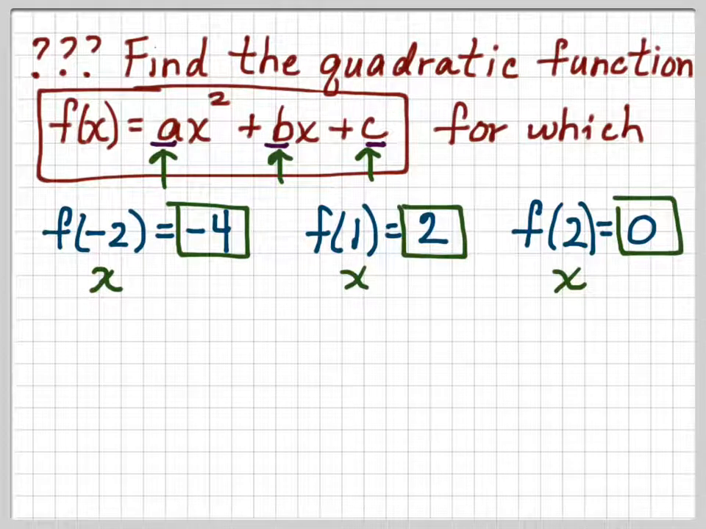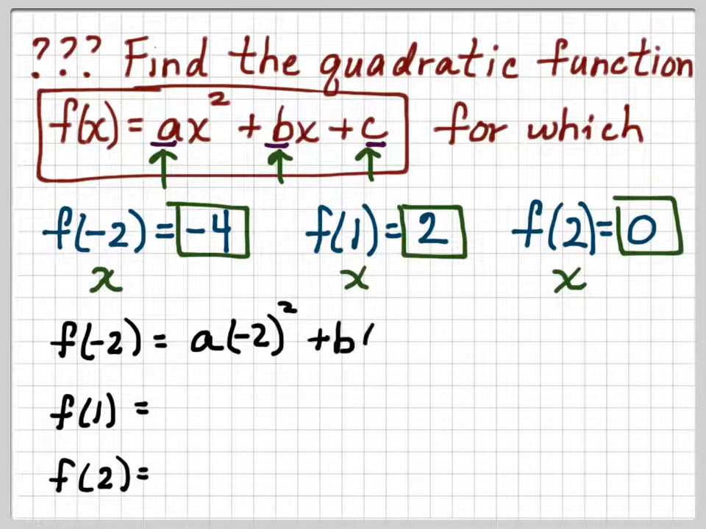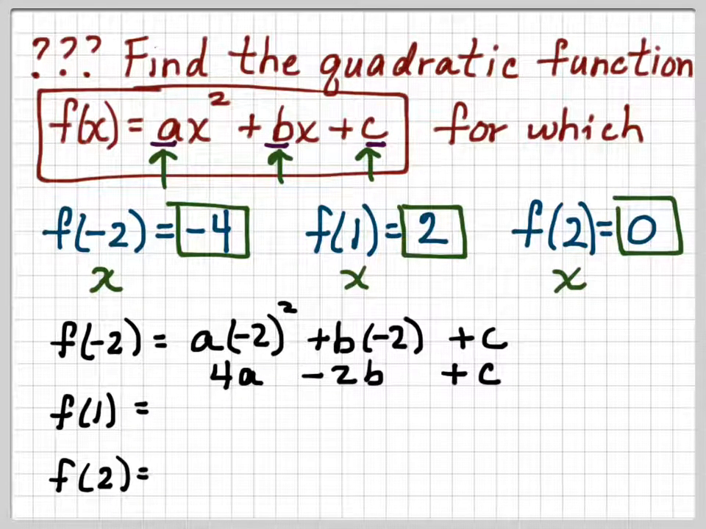Anyway, so we have our x's and our y's, or f of x's. So what I want to do is plug in negative 2, 1, and 2 for x and see what I get. With f of negative 2, I'm going to have a times negative 2 squared plus b times negative 2 plus c, which will give me 4a minus 2b plus c. That's my first equation, and I know that that's going to be equal to negative 4.